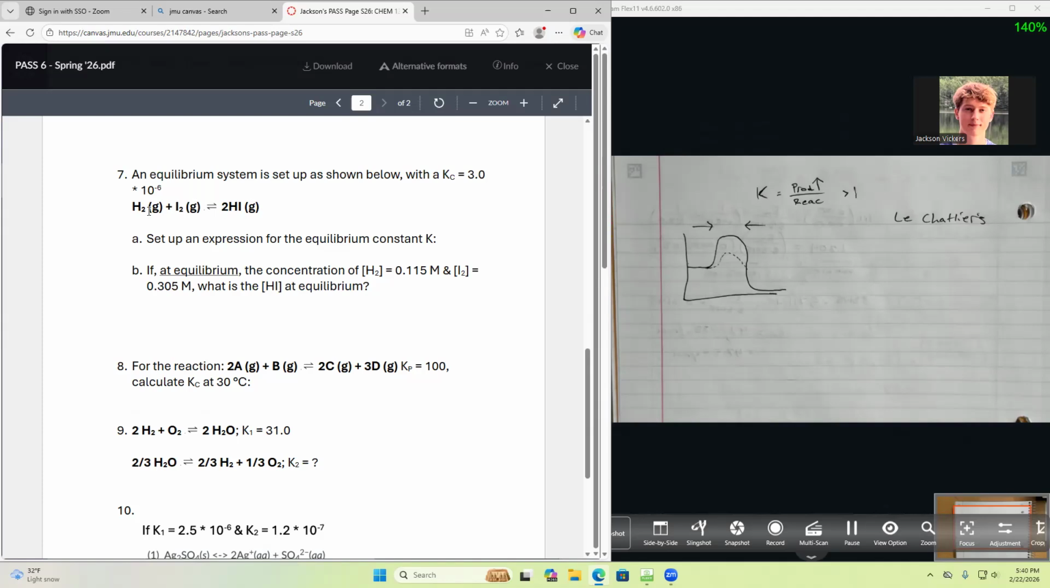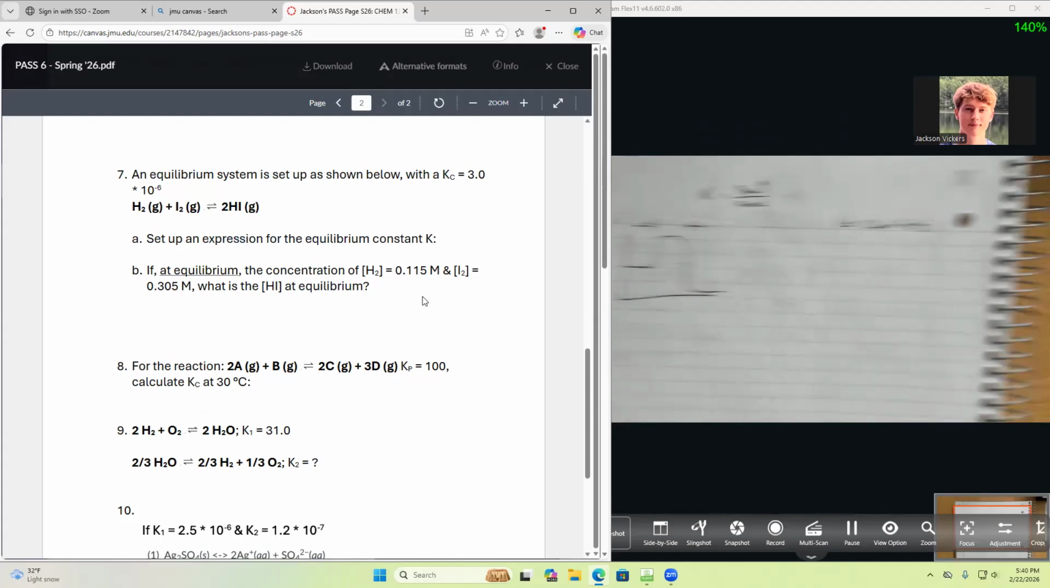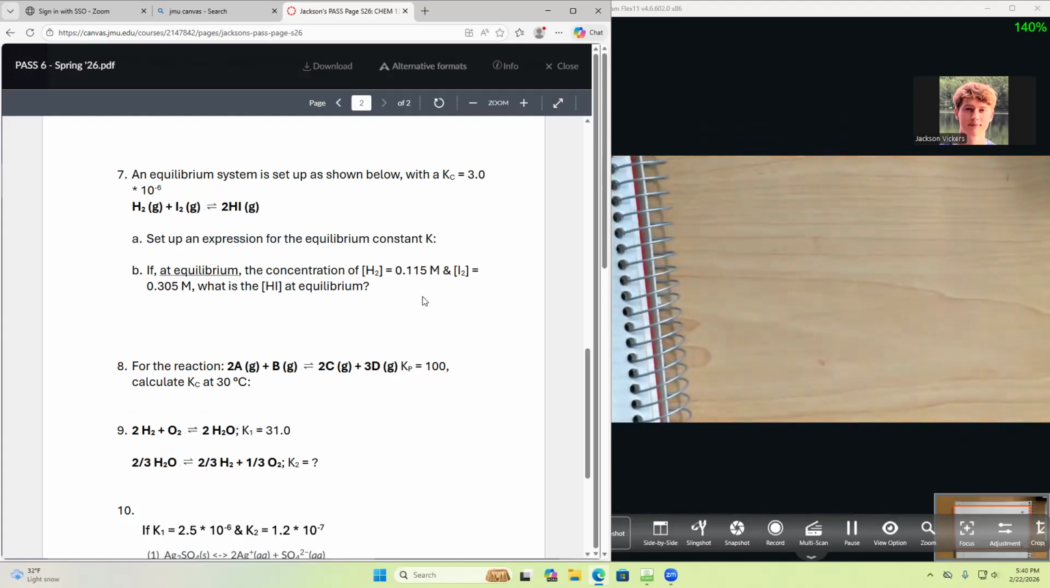And here's the reaction. We have H2 plus I2 going to form 2HI. And I'm asking you to set up an expression for the equilibrium constant K. So all that I want you to do is represent it in terms of those products and reactants. And this is another skill that is 100% necessary to do the ice tables that you're going to do tomorrow.